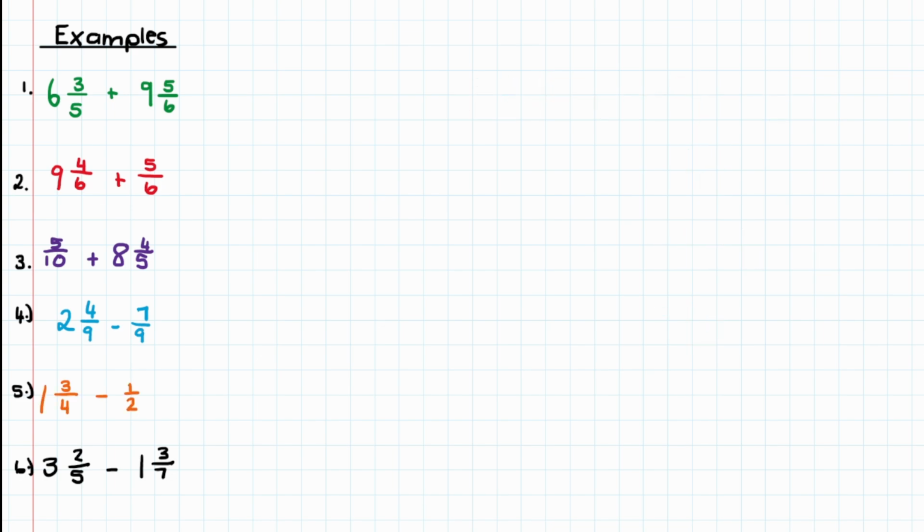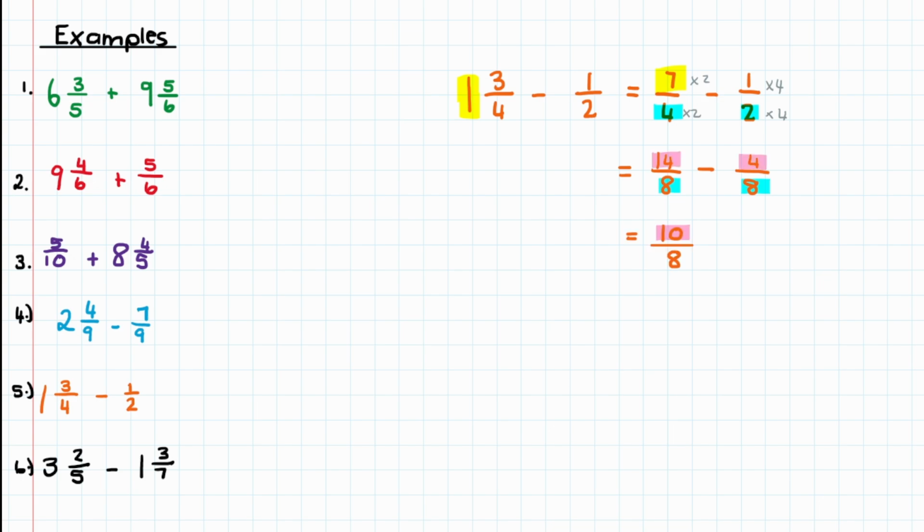The next question has 1 and 3/4 minus a half. I begin by making my mixed numbers improper, which leaves me with 7 over 4 minus a half. Making my denominators the same leaves me with 14 over 8 minus 4 over 8. Subtracting my numerators gives me 10 over 8. This is an improper fraction, which gives me 1 and 2/8 as a mixed number. I can simplify this fraction further by dividing by 2, so my final answer is 1 and 1/4.